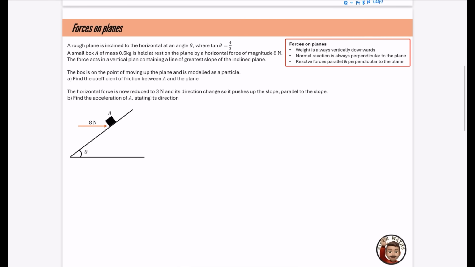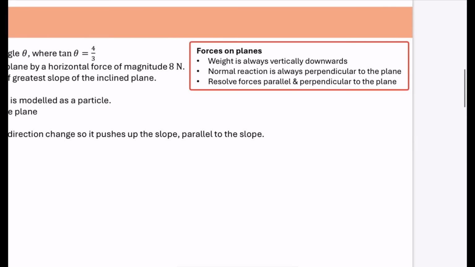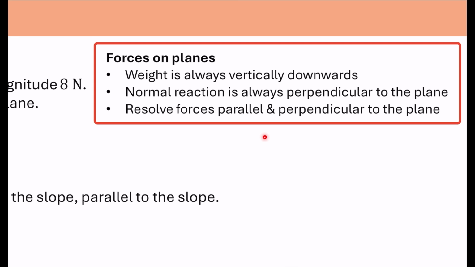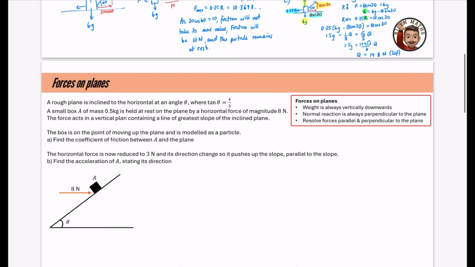Okay, now we're going to have a look at what happens with forces on planes. So for forces on planes, just remember that the weight is always vertically downwards. The normal reaction is always perpendicular or normal to the plane or to the surface. And this time you're going to resolve forces parallel and perpendicular to the plane. Previously we were doing vertically and horizontally. We're now going to be doing this parallel and perpendicular. But other than that, it follows pretty much the same pattern.